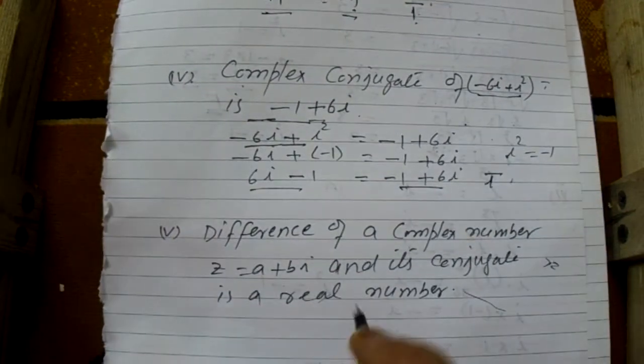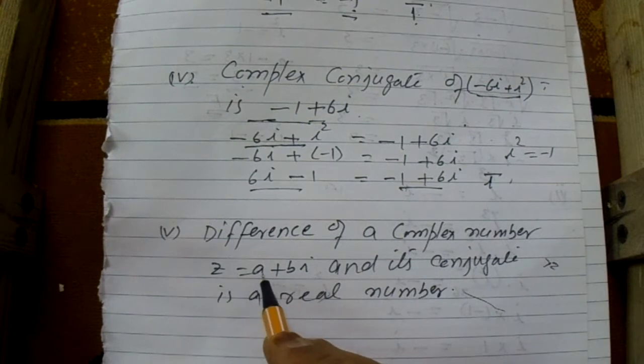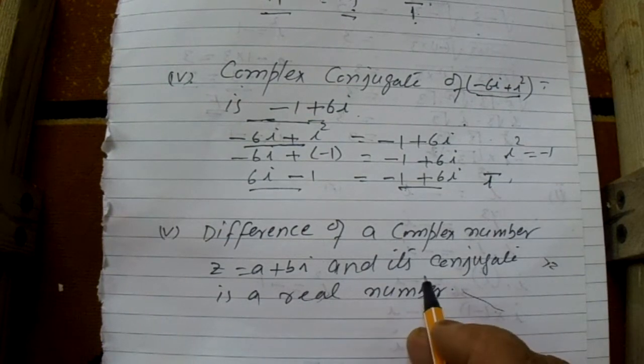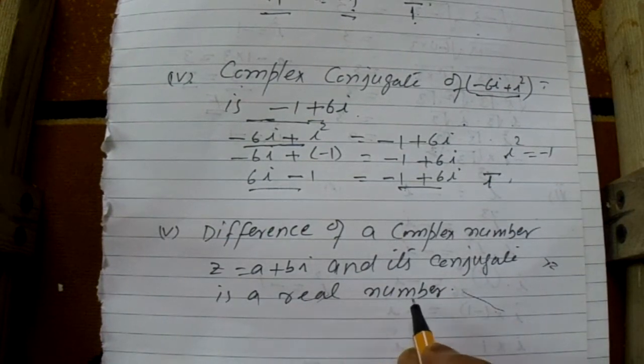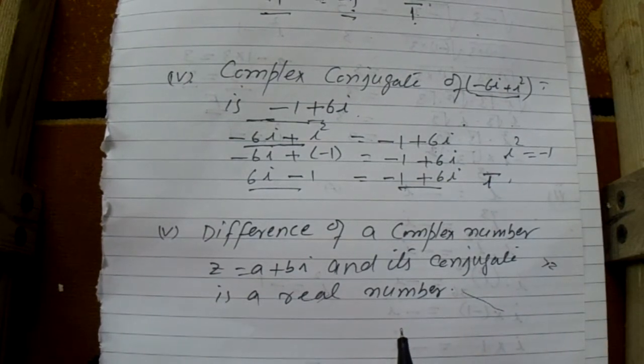Now the fifth part is: the difference of a complex number z is equal to a plus b iota and its conjugate is a real number. Difference means we will subtract z bar minus z.